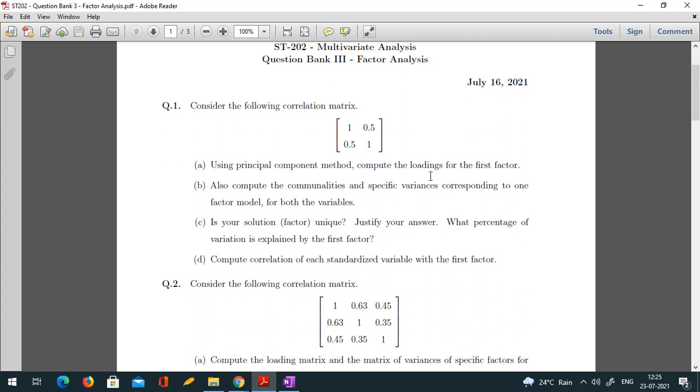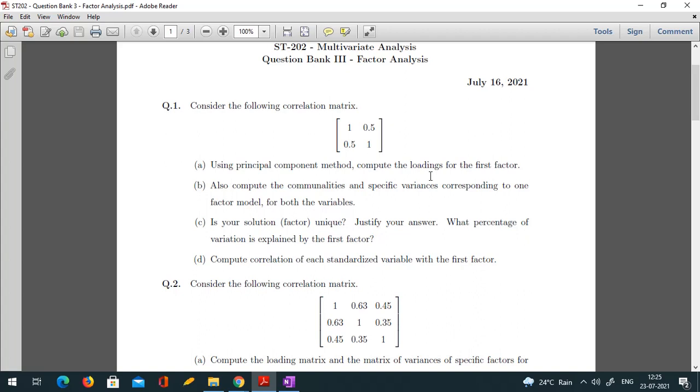So when do you get a unique solution? I mean, unique means unique up to rotation. When do you get a solution unique up to rotation? When the degrees of freedom d is equal to 0. Correct. If d equal to 0. So you have to compute with p equal to 2 and k equal to 1. What is the value of d? If it is 0, you will say it's unique.